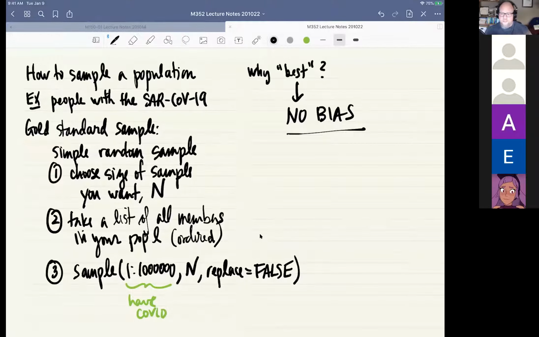Having the computer make the choices for me, there's no bias. What kind of biases can there be? Can somebody give me an example of a bias a person might have when they're choosing? When you ask people for a random number between 0 and 10, you'll get a whole lot of 7s.